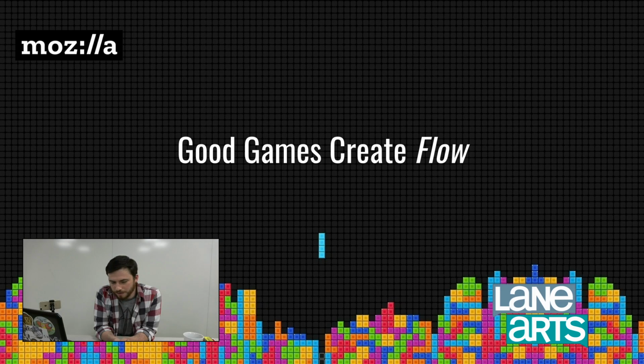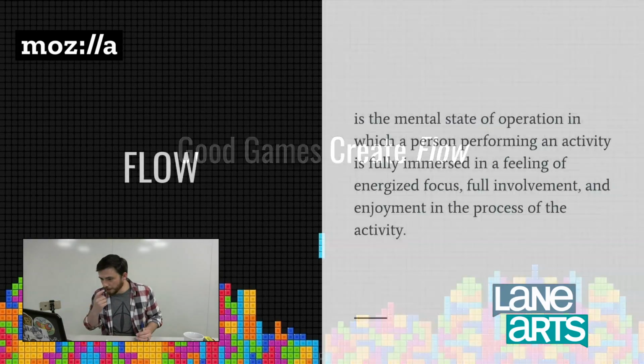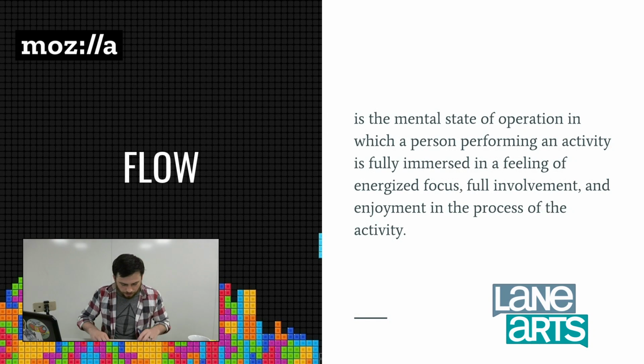There are many, many books out there. One of them called Flow, and I highly recommend it if you're interested in this type of neurobiology. Now, really, when it comes down to it, flow. Well, actually, I think I have the definition here. Oh, yes, I do. Though, will I be able to read it on this tiny little screen? Let's see. Flow, as defined, is the mental state of operation in which a person performing an activity is fully immersed in a feeling of energized, focused, full involvement and enjoyment in the process of the activity.